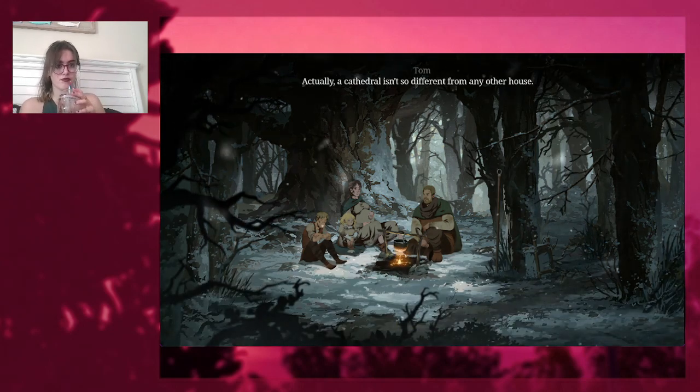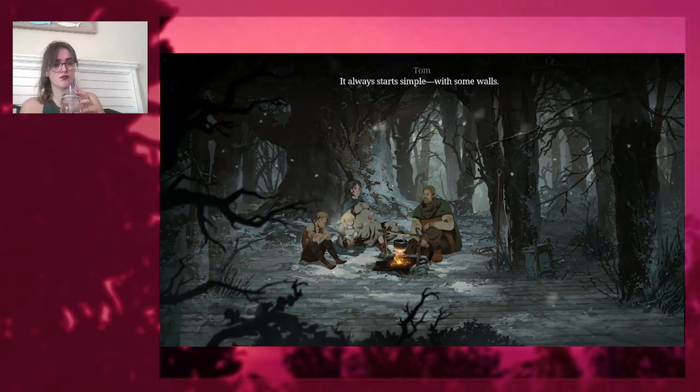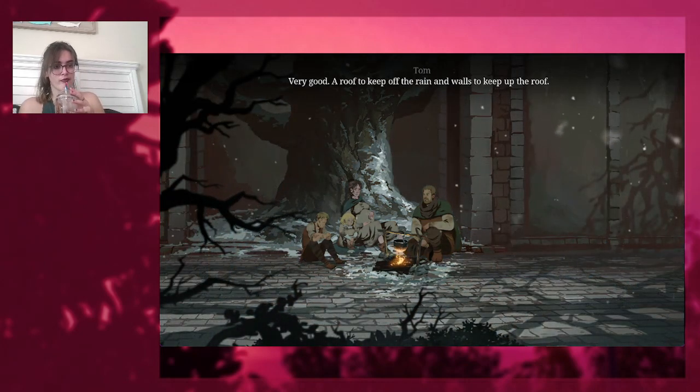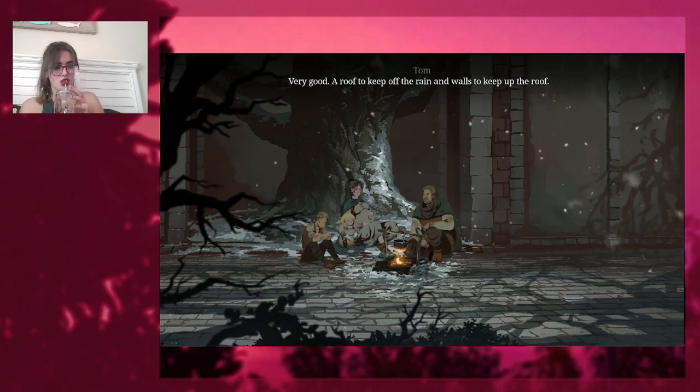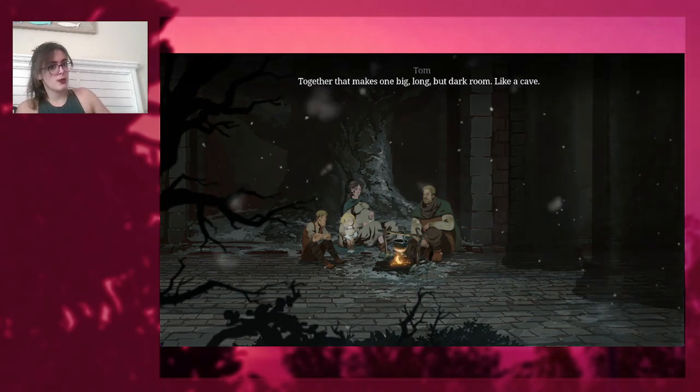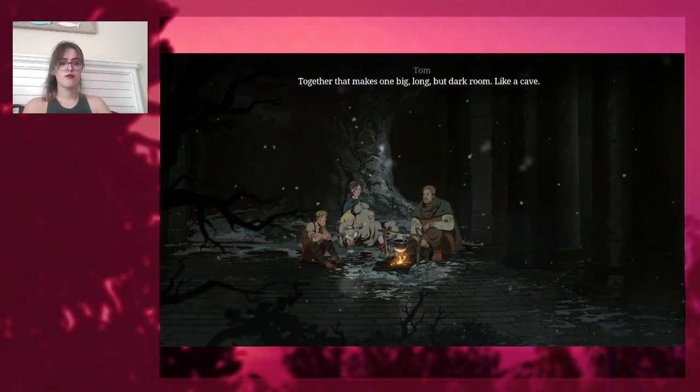Actually, a cathedral isn't so different from any other house. It always starts simple, with some walls. And on top of that, you put a roof. Very good. A roof to keep off the rain, and walls to keep up the roof. Together that makes one big, long, but dark room. Like a cave.